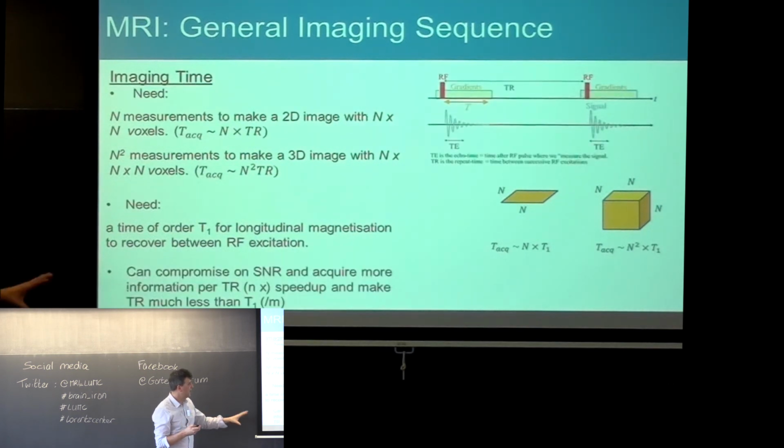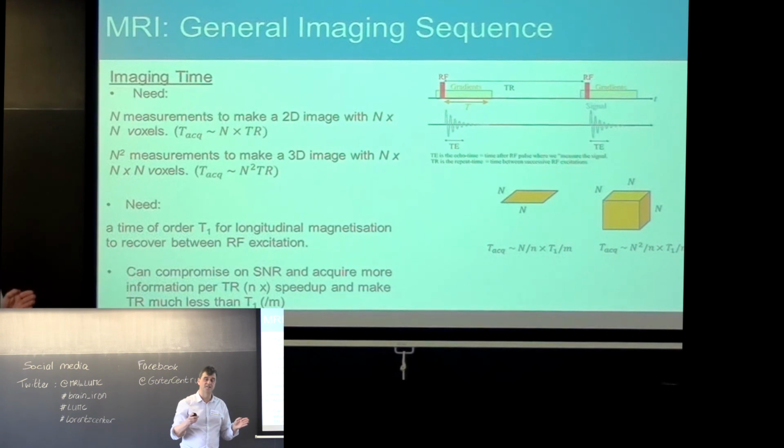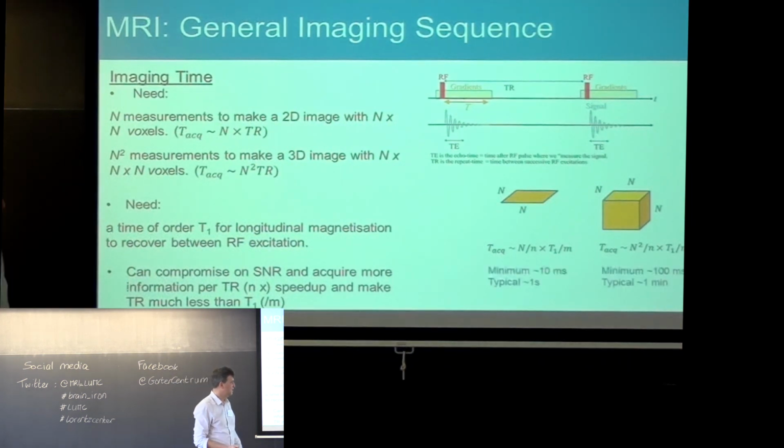Fortunately, you can quite aggressively scale these things down. You can get more information for every acquisition. You can actually make TR quite a lot less than T1, but you pay for that in signal-to-noise ratio. But I guess the point to make is that the imaging time is always going to be limited to some extent, and there's a compromise between signal-to-noise ratio and imaging time. The longer you can acquire for, the better the signal-to-noise ratio is.